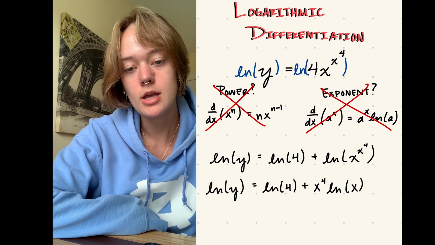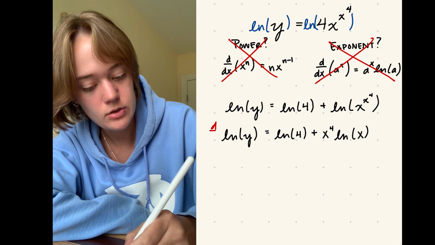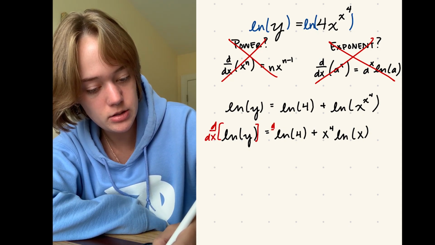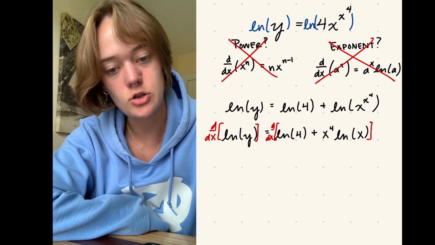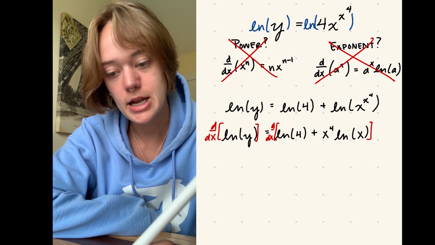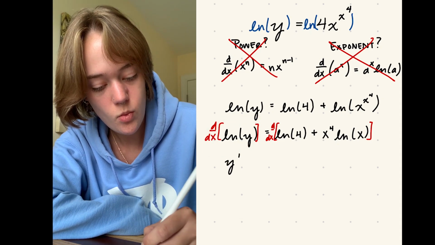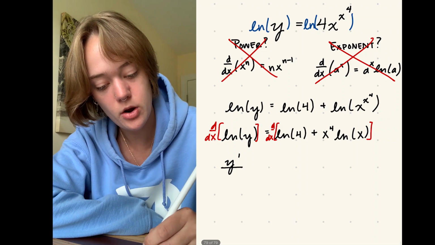Okay, now what we can do is take the derivative of both sides with respect to x. So that is what I'm going to do. And what we're basically doing is implicit differentiation right here, so I'm going to be really careful with my rules. Taking the derivative over here is going to give us y prime over y, since the derivative of ln of y with respect to y is going to be 1 over y.